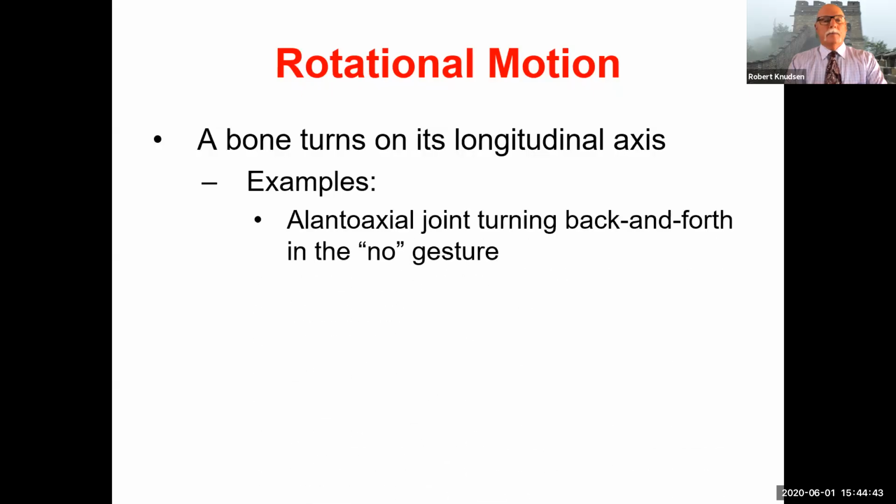You see where it says atlantoaxial joint? Your first two vertebrae, the vertebrae in your neck, are called cervical vertebrae. The first two are the atlas and the axis. That's how we got the name. And that's where you pivot. Got it?